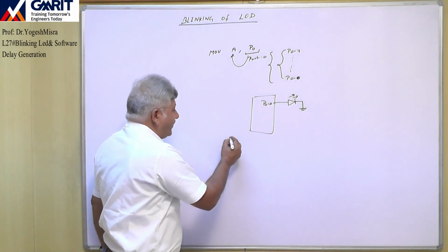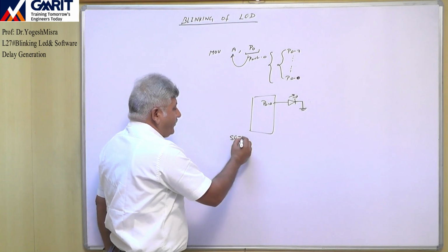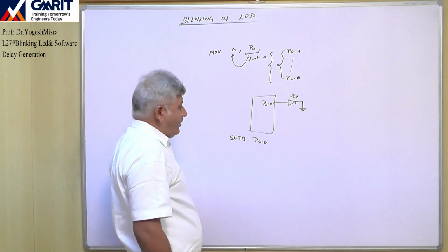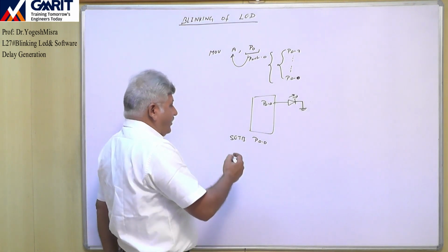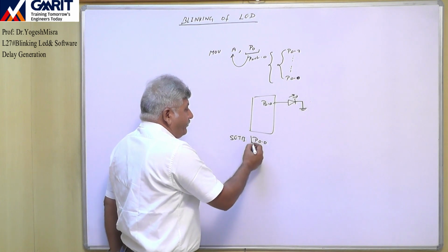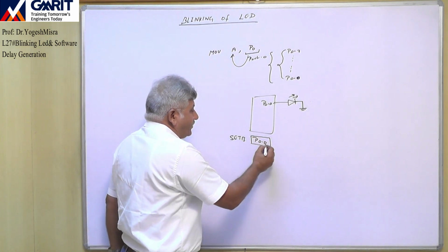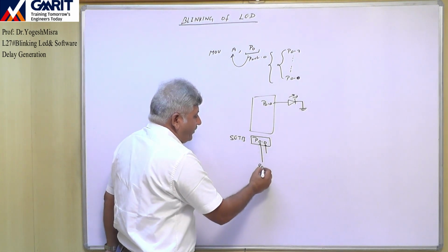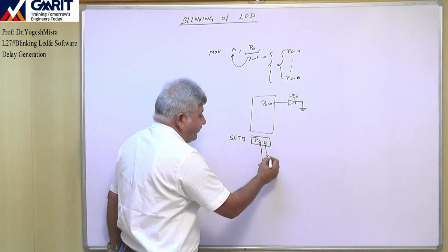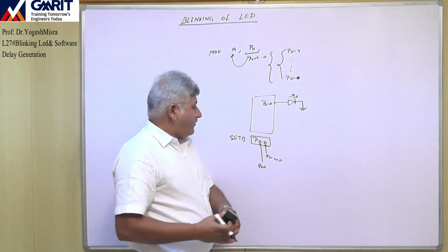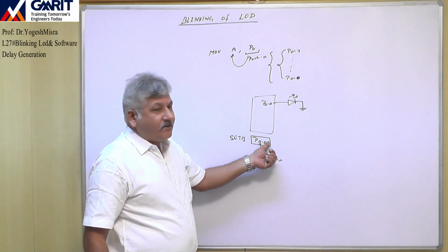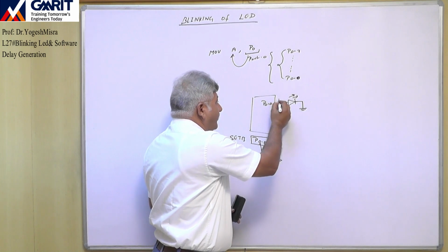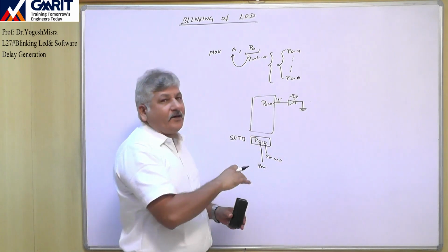For example, in this case if we write the instruction SETB P0.0, in this instruction this indicates the port and this is the pin number. So port 0, pin number 0 will be set. This instruction will make this pin 1, that is plus 5 volt.